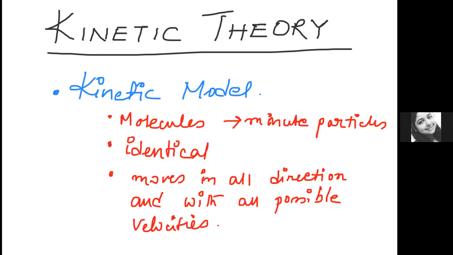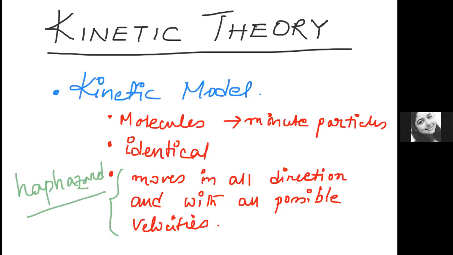So the things that we have just covered is that the kinetic model gives us an idea about the molecules, which are very minute particles, and they all are identical and they move in all directions with all possible velocities. Hence, this fact gives us the idea that the motion is actually a haphazard motion. Okay, it's a haphazard motion, and they collide with each other. And the well-known laws of classical mechanics are applicable to the motion of these molecules.